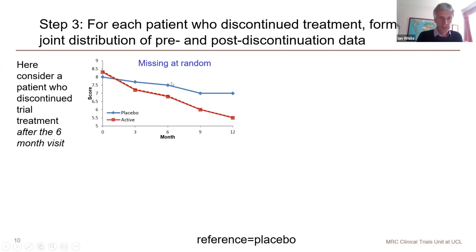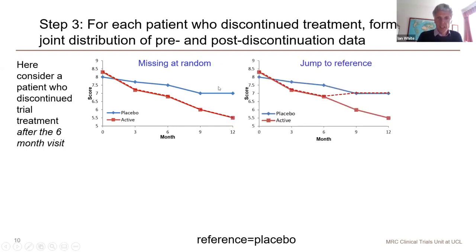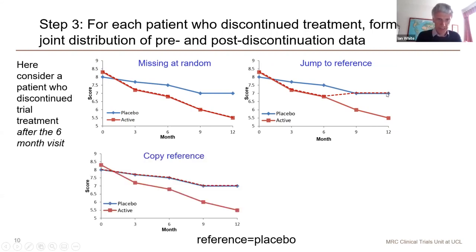If we made a missing at random analysis, we would assume that this red line for active remained relevant going into the future, and we would impute values around that. But we've just seen why that's not the right thing to do. And there are several flavors. Jump to reference would say that we create that red dashed line, that mean profile for this patient who discontinues after 6 months, by following active up to when they discontinue, and then jumping and following the reference mean out here. And we'll see how this is implemented in a minute.